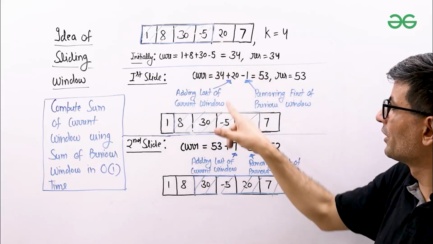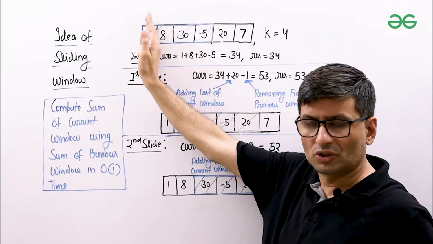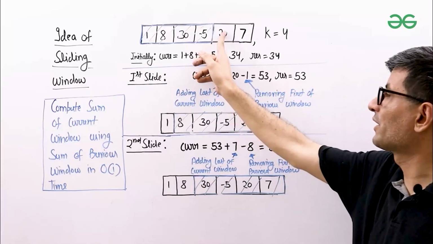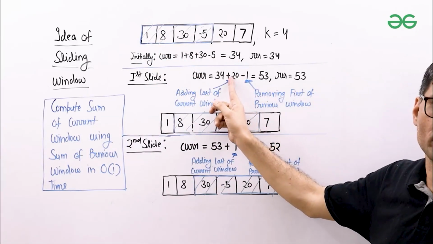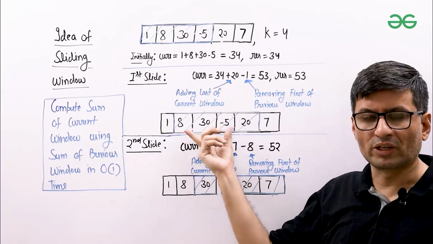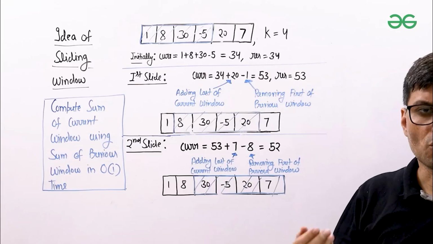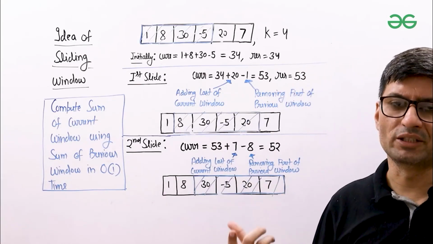When we come from here to here, we know that the first item of the previous window should be removed and the last item of the current window should be added. So we subtract 1 from it and we add 20 to it, right? Given starting and ending indexes of the current window, we can figure out what was the first element of the previous window and what is the last element of the current window.